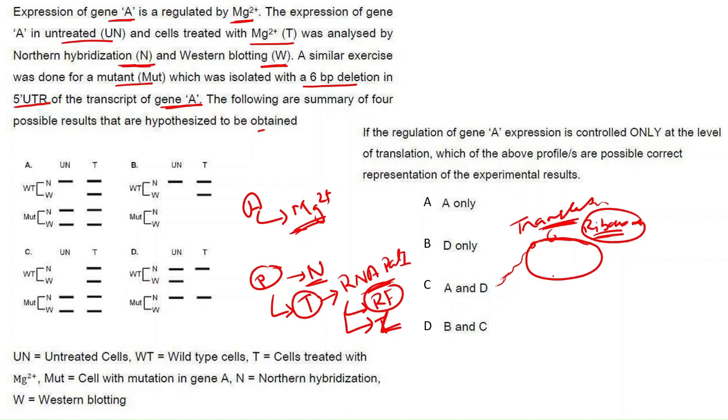Is it clear? So Mg2+ is very essential for transcription and translation. And what is the role of Mg2+ in the 5' UTR, the 5' untranslated region of mRNA?